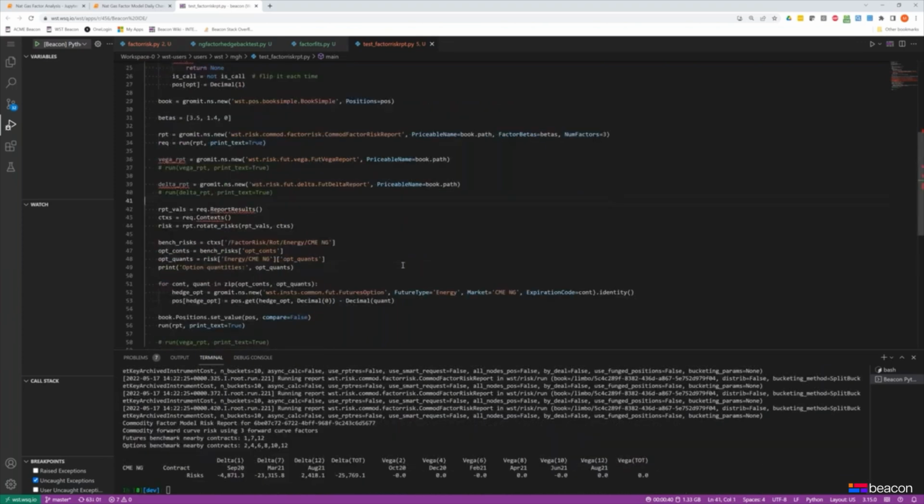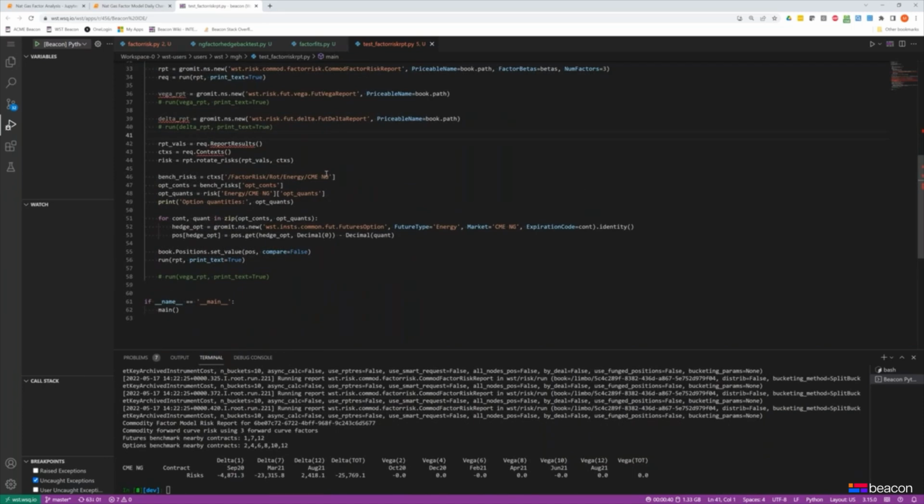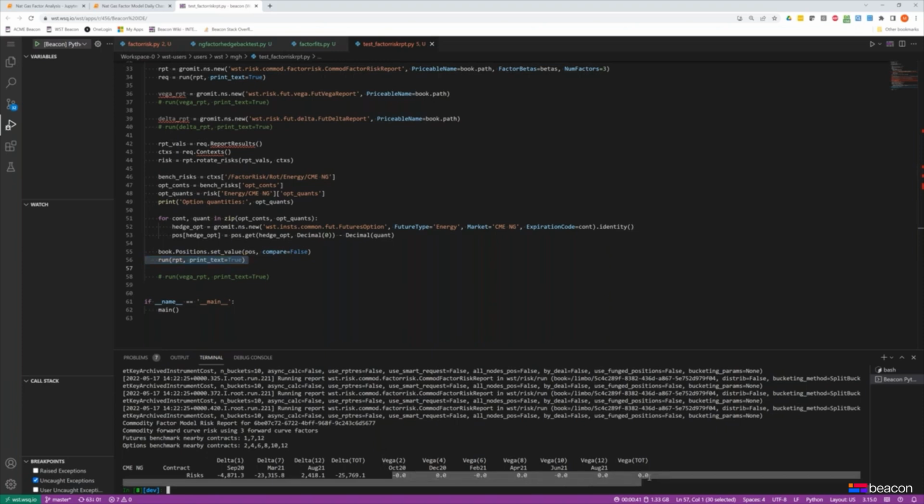The rest of the script does something interesting: let me take the equivalent option risks that the report calculated and stick those as hedges into the portfolio. And so if I do that, I should zero out my option risks. When I run the report a second time, here's the code that runs the report a second time, I can see that the vega risks are all zero. It's a purely linear portfolio from the perspective of factor risk.